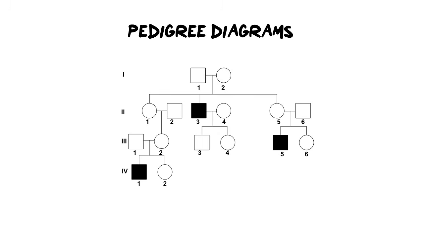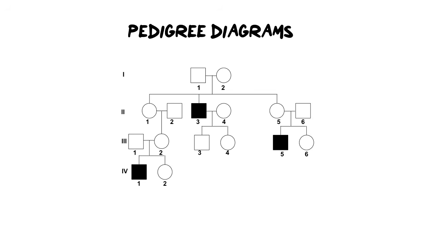Today, we're going to be looking at pedigree diagrams and how to interpret them, and what to do when you have to answer questions based on them. Basically, a pedigree diagram is a family tree that shows us how individuals are related to one another and how certain traits, diseases, or any kind of genetic characteristic is passed on from one individual to the next.